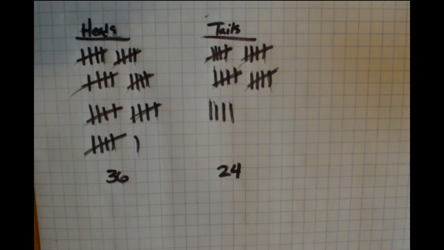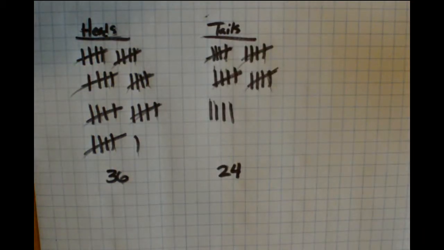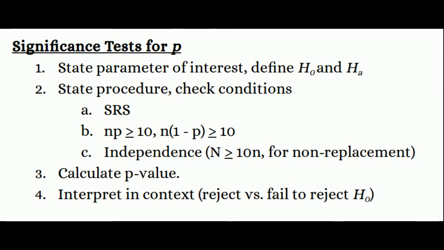So we've collected all our data here, and after flipping that frisbee about 60 times, we see that we had heads come up 36 times and tails come up 24 times. So it looks like my assumption might have been wrong about it being tails more often, but we're going to go ahead and run a significance test and see if this difference is big enough to have not just been random variability.